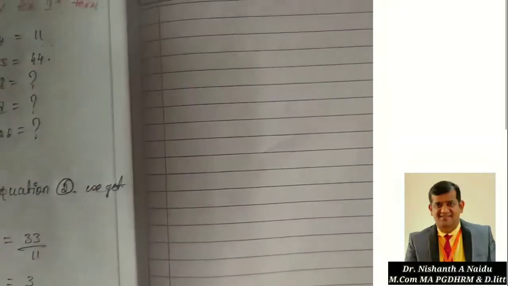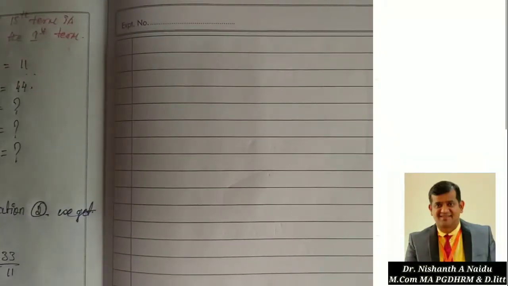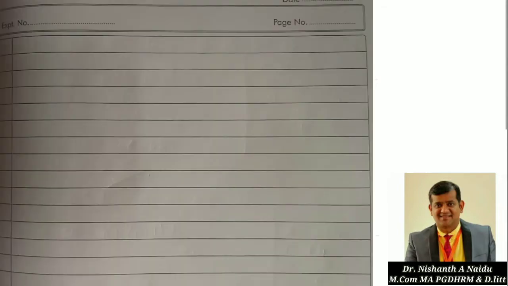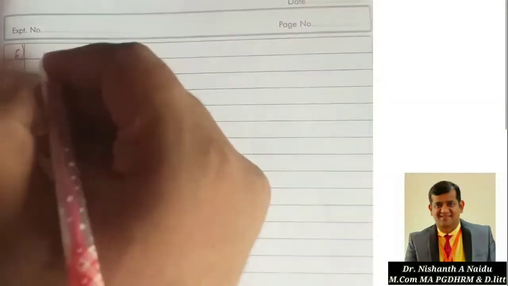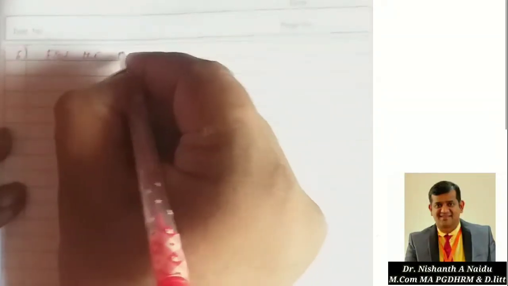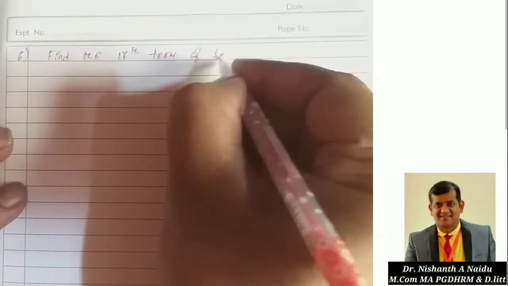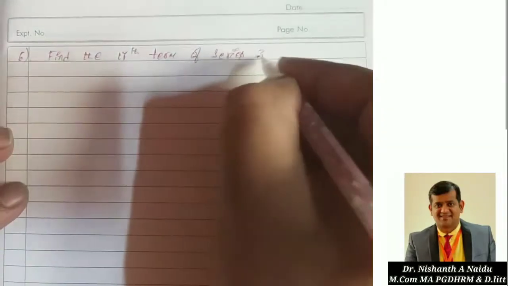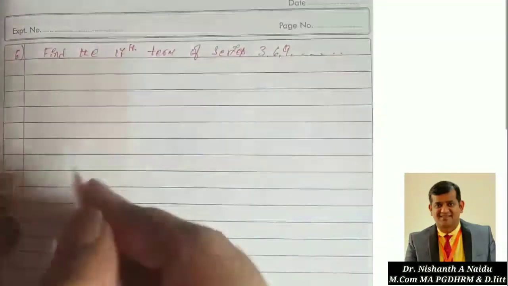Let us learn a few more basic problems so that you get a concrete basic understanding and are able to solve many problems. Okay, take down the next one. The sixth problem we are doing: find the 17th term of the series 3, 6, 9, and so on.